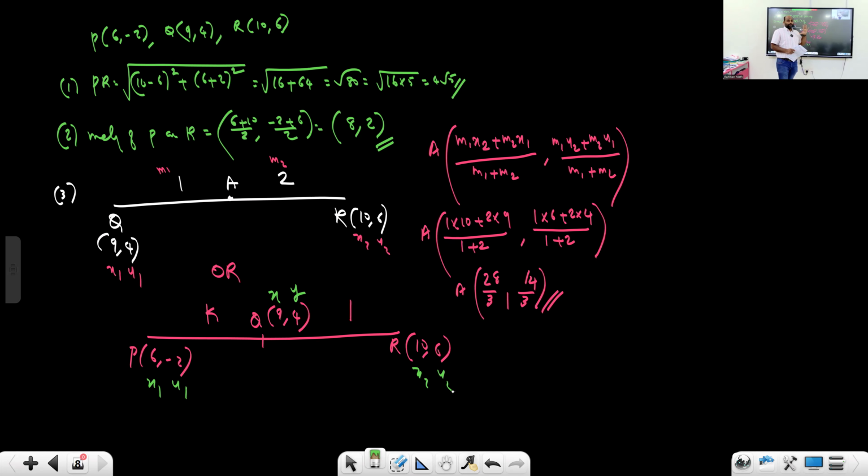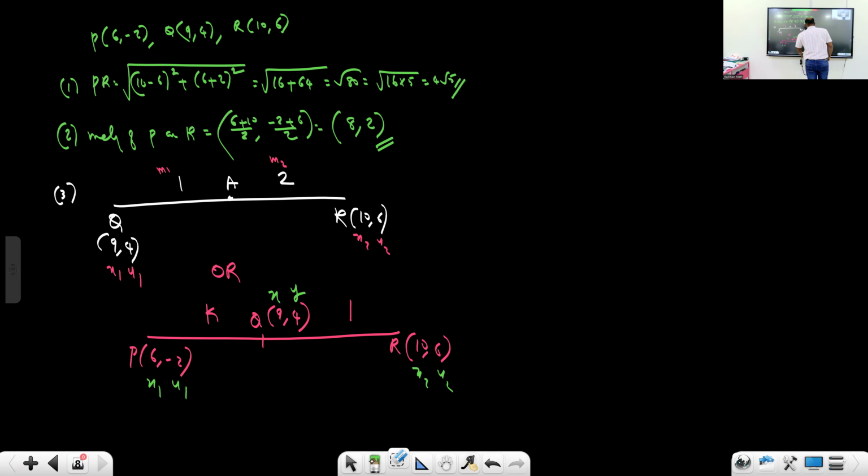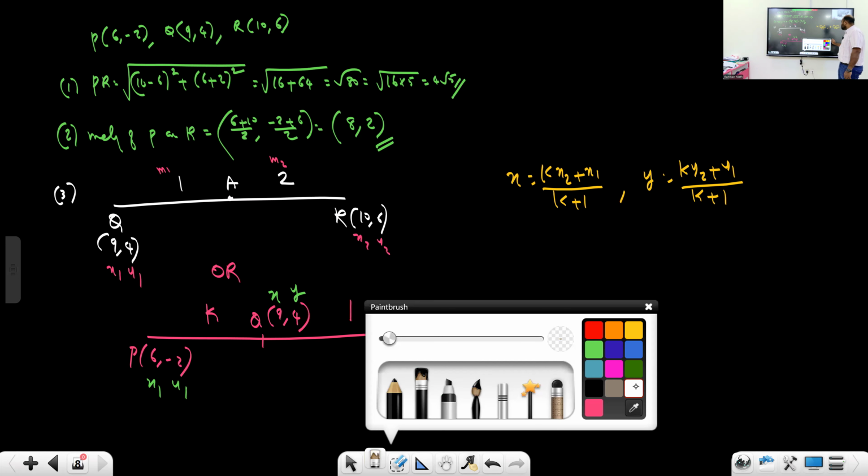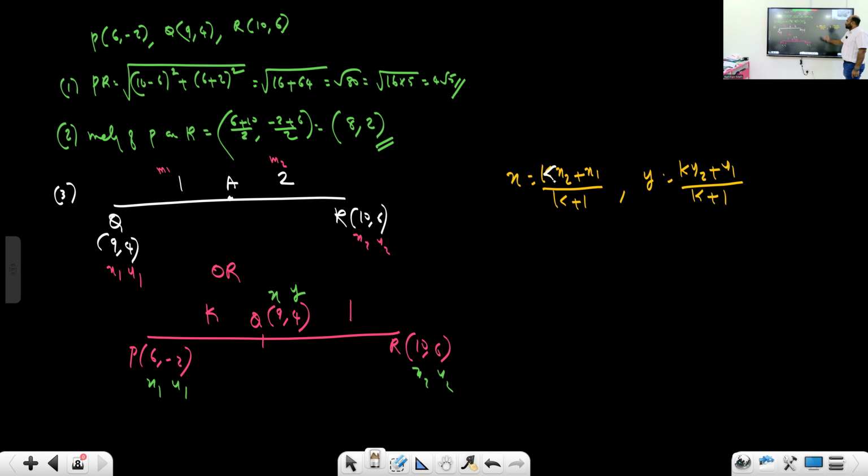Let Q divide PR in the ratio K:1. Therefore, X equal to (Kx2 plus X1) by K plus 1, Y equal to (Ky2 plus Y1) by K plus 1. All the revision try to attend, everyone.